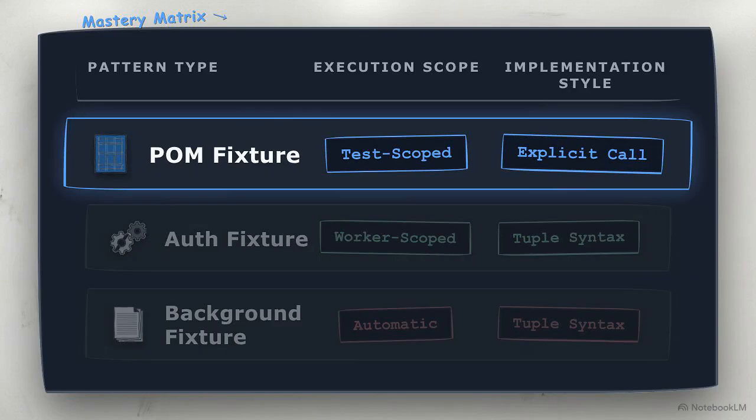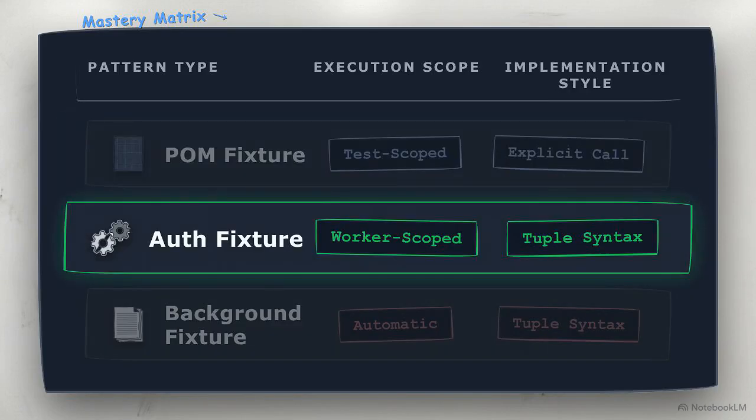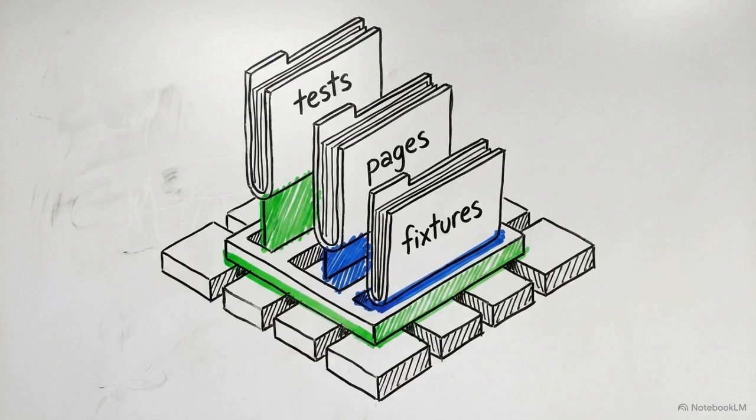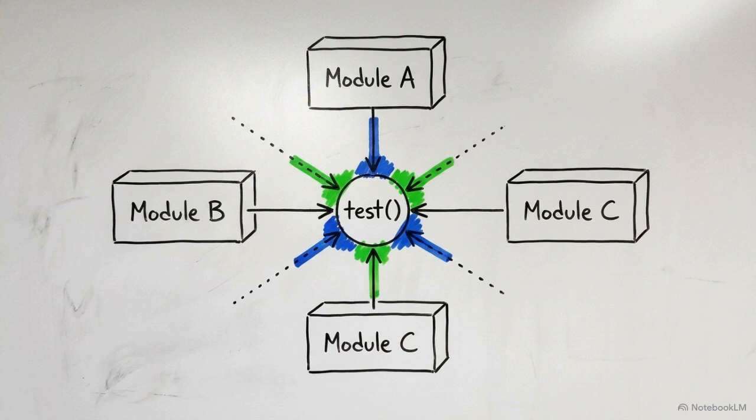This matrix shows the three patterns we've built: explicit page object fixtures for UI logic, worker-scoped fixtures for shared state, and automatic fixtures for background infrastructure. Mastering these three structures separates simple test scripts from a modular system, where setup, state, and logging are completely decoupled from your test logic.